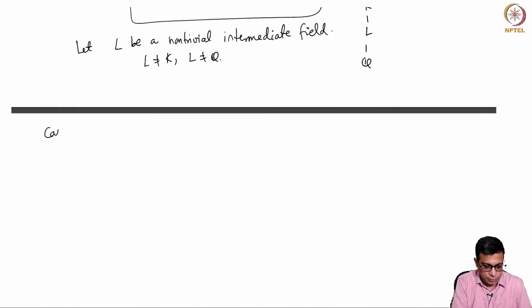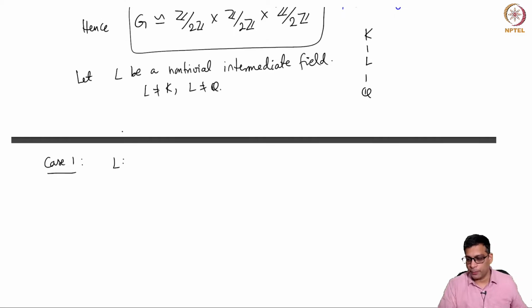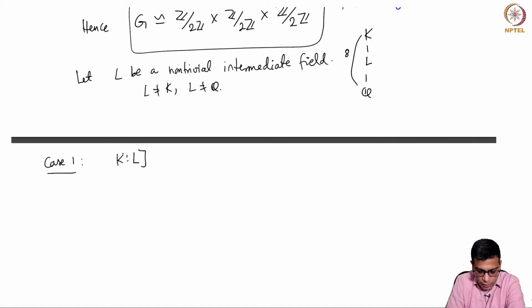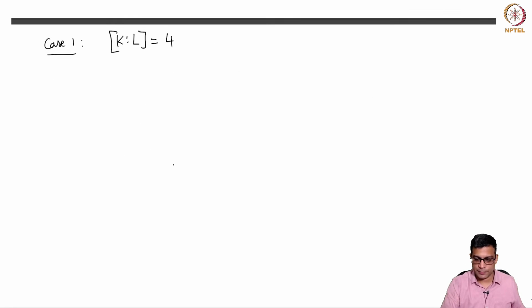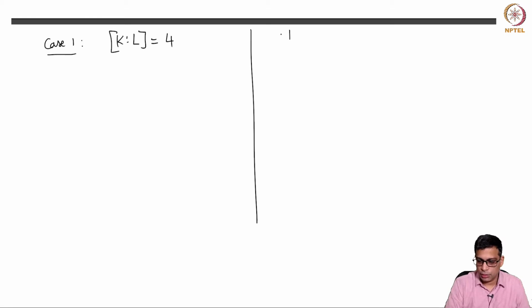Case 1, K colon L: we have two numbers whose product is 8 and they are both different from 1, because K is different from L, Q is different from L. So the possibilities are K colon L is 4, and the other possibility is case 2, K colon L is 2, right.